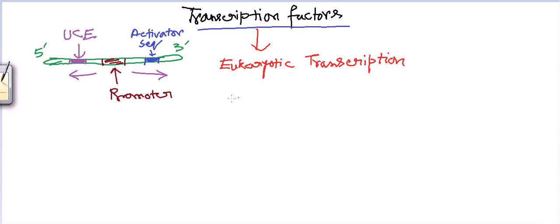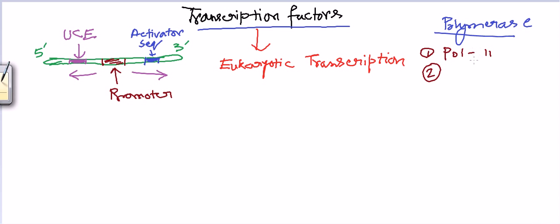Now in eukaryotic cells we can find 3 different types of polymerase. Let me write it here. There are different types of polymerase. The first type is called polymerase 2, which is the basic and major type of polymerase that we can find, because polymerase 2 is responsible for the transcription of mRNA molecules.